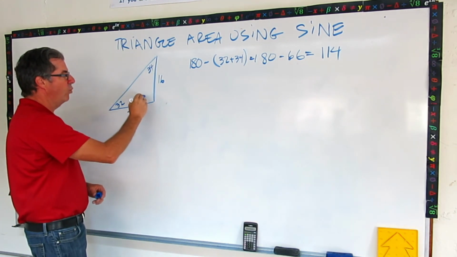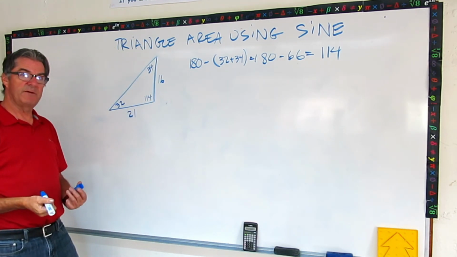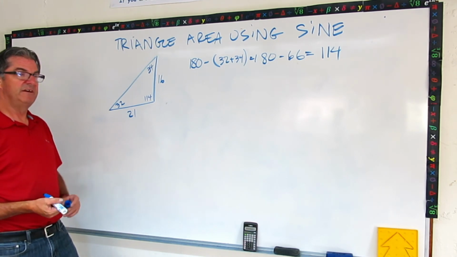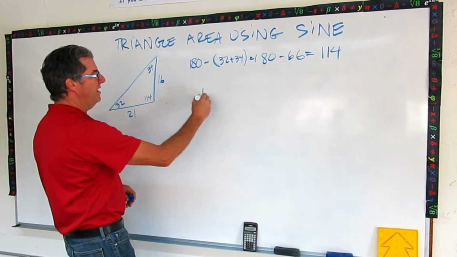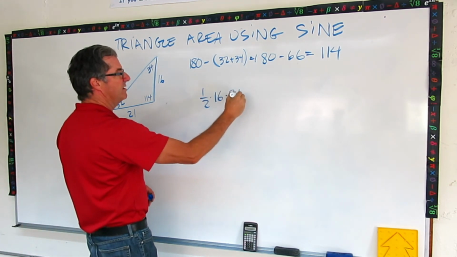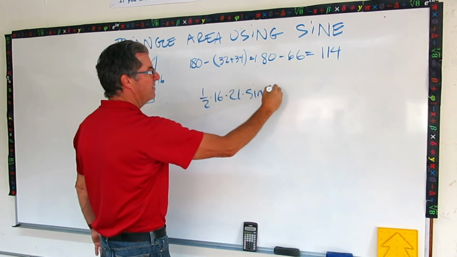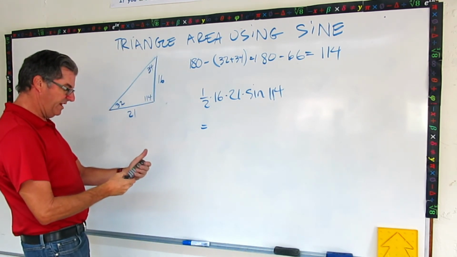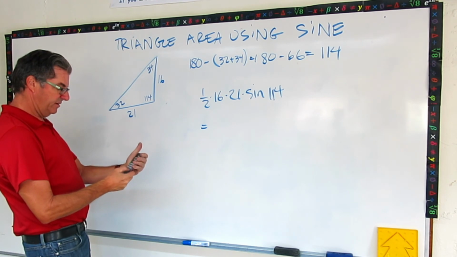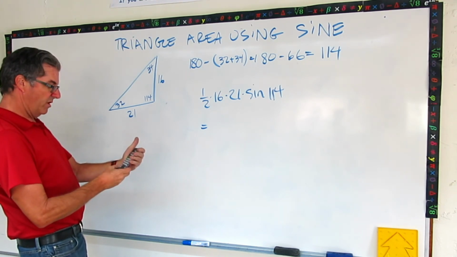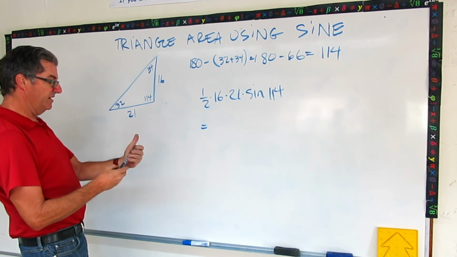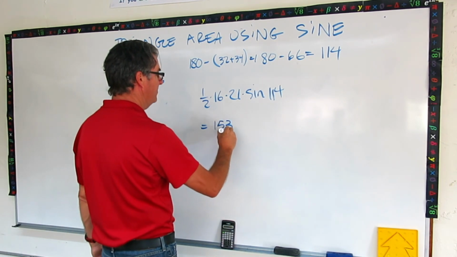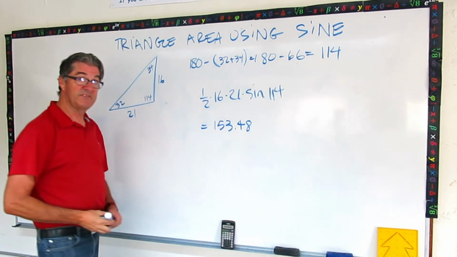Okay, so now we know this is 114. Now we can do our plug-in step with our sine rule. Go ahead and pause the video and finish this if you haven't already done that. Okay, so the plug-in step is going to be 1/2 times 16 times 21 times the sine of 114. So let's see what we got. 0.5 times 16 times 21 times 114 sine gives us 153.48. So that's our area for this triangle.